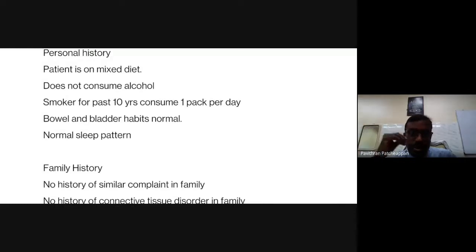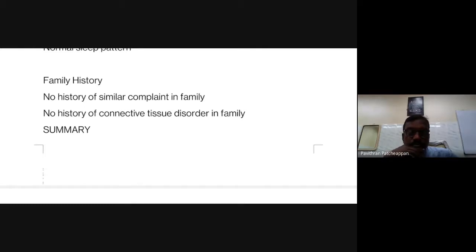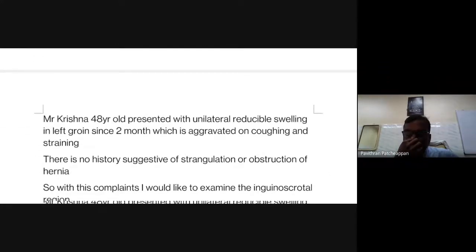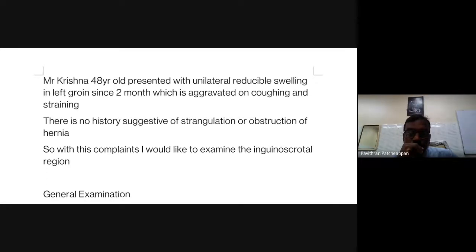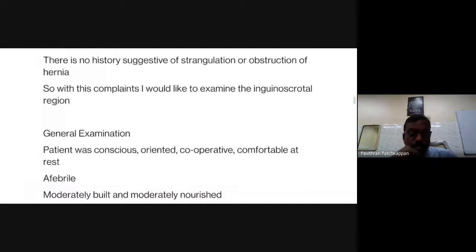Okay? Right. Okay, sir. Family history, no history of similar complaints in the family, no history of connective tissue disorder in family. Very good. So, summary, sir. Yes. Mr. Krishna, 40-year-old patient, presented with unilateral reducible swelling in the left groin since 2 months, which was aggravated on coughing and straining. There is no history suggestive of strangulation or obstruction of the hernia. So, with this complaint, I would like to examine the inguinoscrotal regions. Check for possible hernia.